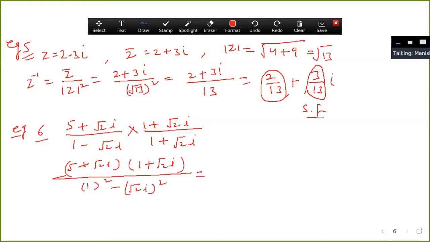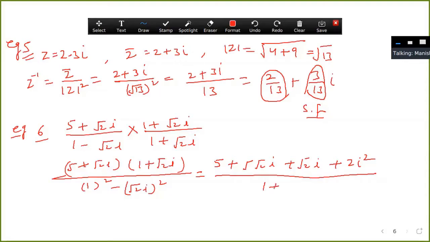That is 5 plus 5 root 2 iota plus root 2 iota plus root 2 into root 2, which is 2 iota square, upon 1 minus iota square, and iota square is minus 1. So the denominator is 1 plus 2, that is equal to 3.